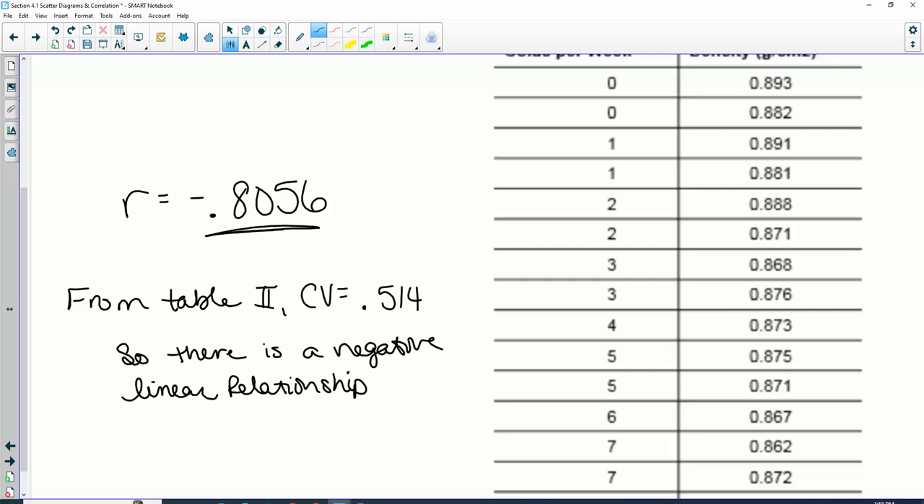So if it's not in between, then it's not linear. Yes. So if I had had like negative 0.4, that would not have been enough to assume linear relationship. It wouldn't have been a strong enough correlation. All right. Is that one okay?